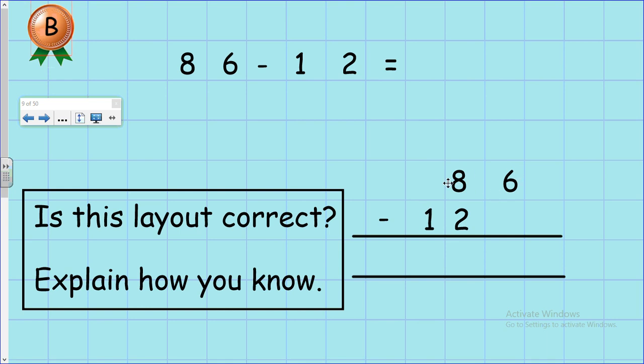The ones digit in 86 is the number 6. The ones digit in 12 is 2. They need to be lined up correctly. They need to be lined up together. Otherwise, it will not work, okay? So it's really important that we do that.